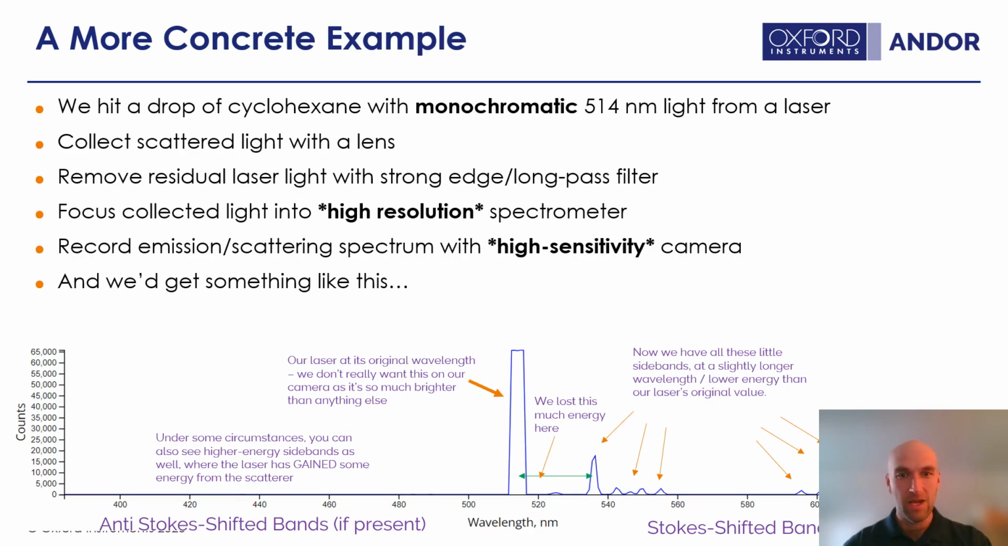So a more concrete example. Say we hit a drop of cyclohexane with monochromatic, again, 514 nanometer light from a laser. We collect the scattered light with a lens. We remove the residual laser light with a strong edge or long pass filter, and we focus the collected light onto a high resolution spectrometer. So finally, we record the emission or scattering spectrum, whatever you want to call it.